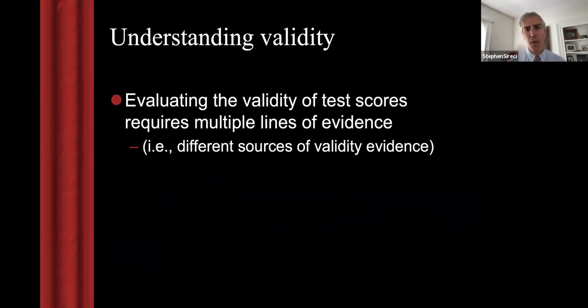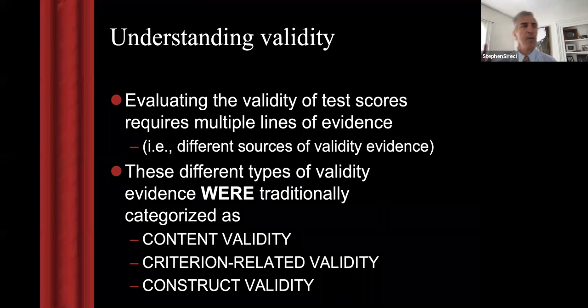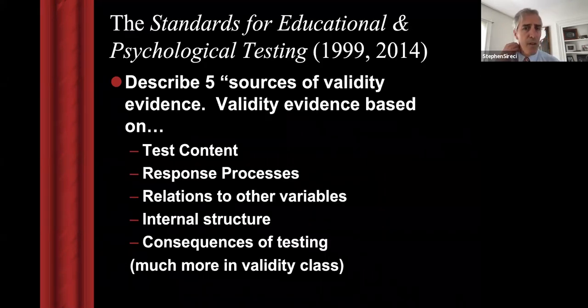And if we're going to evaluate the validity of test scores, we need multiple types of evidence, different sources of evidence. In the 20th century, they were categorized as content validity, criterion-related validity, and construct validity, but that's changed. We now have 5 sources of validity evidence that are described in the standards for educational and psychological testing. The most recent version of these standards is 2014, but these 5 sources of evidence are 30 years old. They go back to 1999.